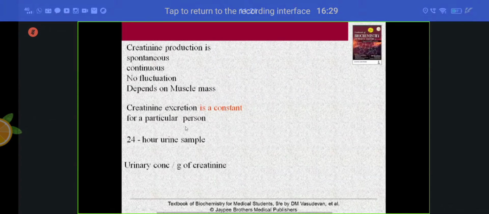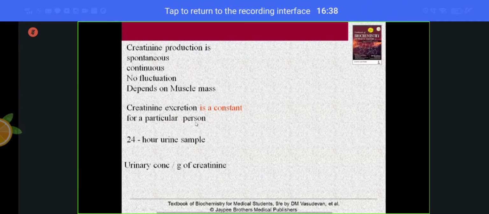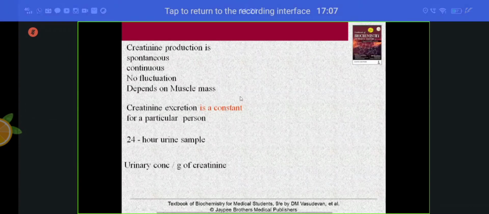It is constant for a particular person, like 0.6, 0.7, 0.6, 0.7. Suppose it increases to 1.5, then we think something is wrong, the kidney is at fault. For the estimation on the clinical side, you take a 24-hour urine sample and then estimate the creatinine. This is how creatinine is useful. Why we are learning all this in glycine metabolism is that one of the important products found is creatinine. This is the application aspect: the importance of learning this is with regard to renal diseases.